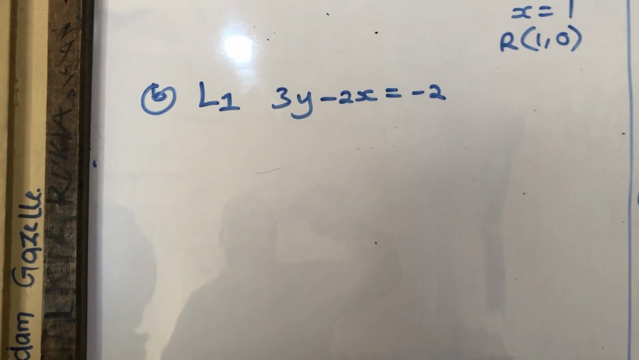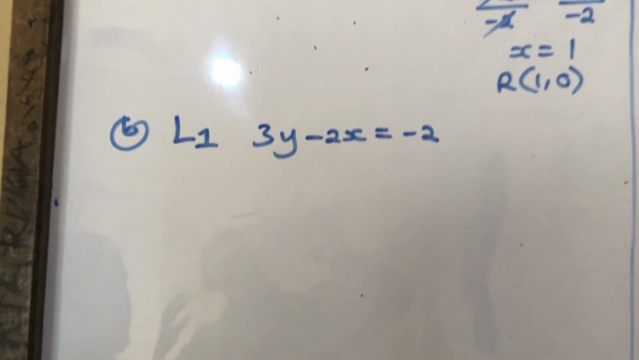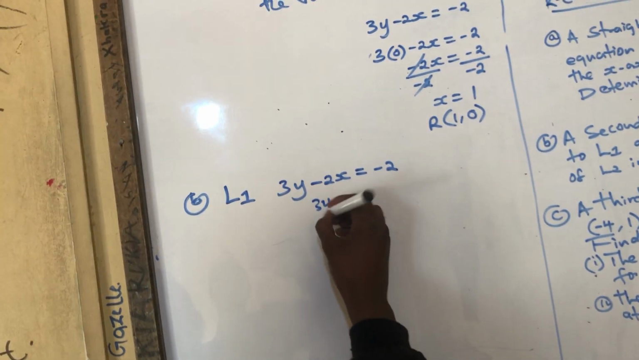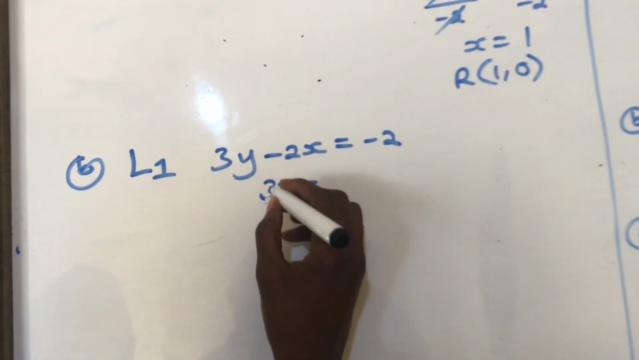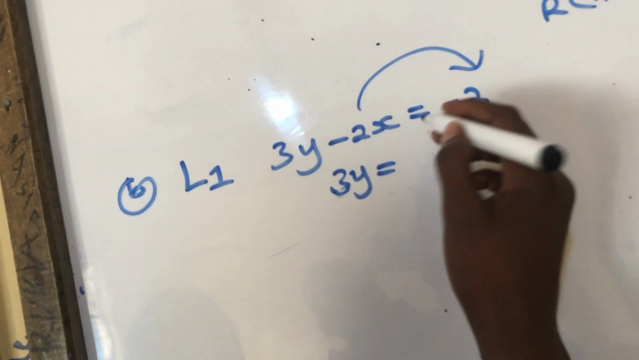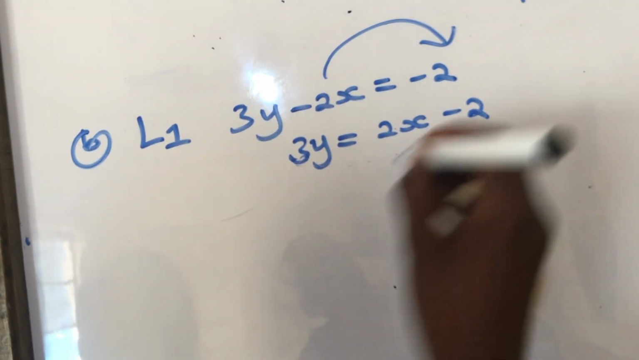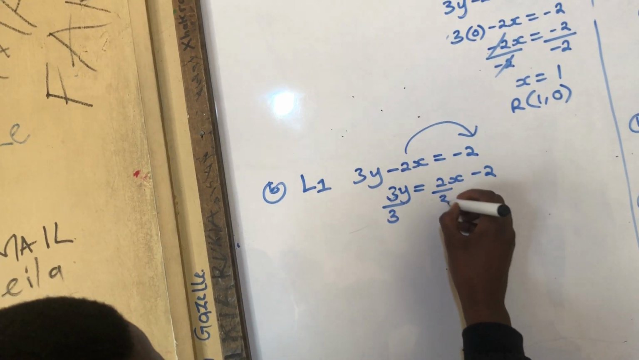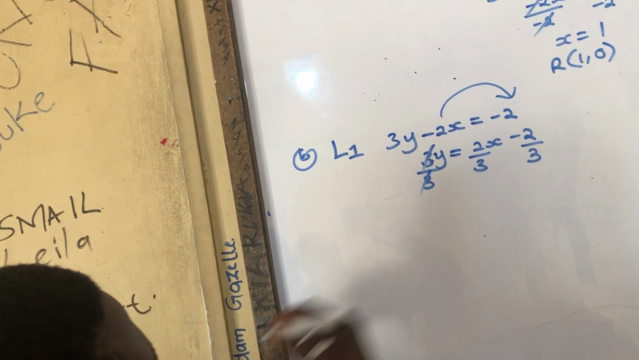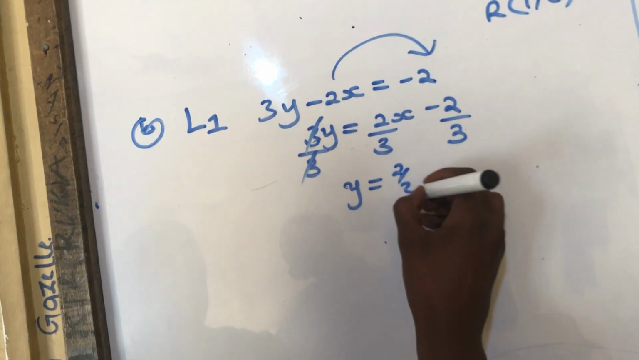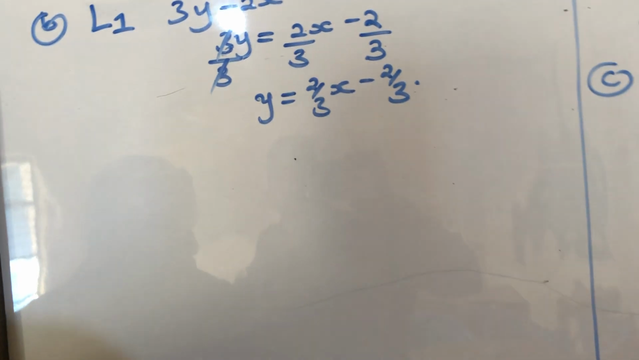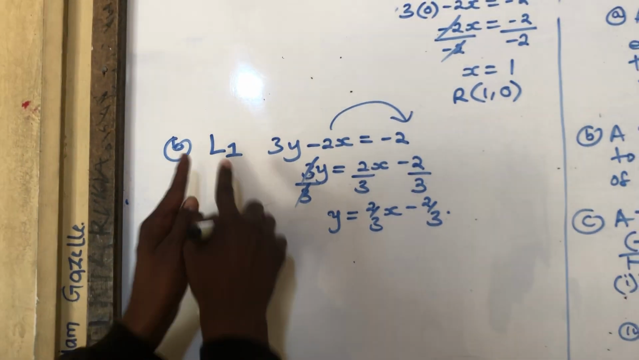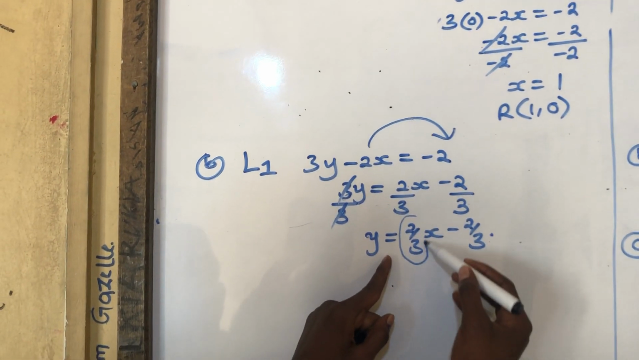And how do you do that? The equation will first be written in the form of y equals mx plus c. How? This will be 3y equals, the 2x will cross over to the other side of the equal sign to become a positive 2x minus 2. We will then divide this by 3, this by 3, and this by 3. These two will cancel out. Y will be equal to 2 over 3 of x minus 2 over 3. What then will you say is the gradient of the line? The gradient of line L1 is 2 over 3. Do take note.